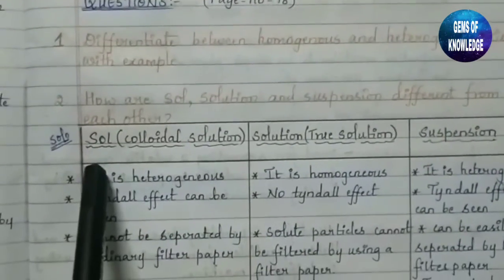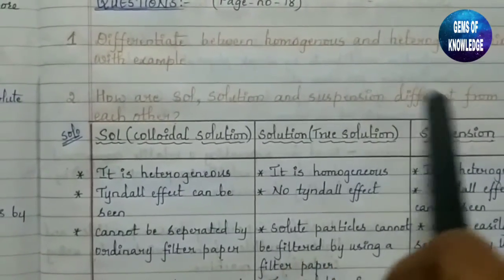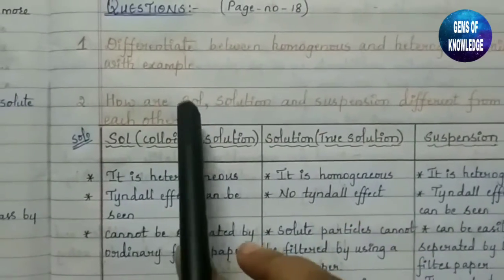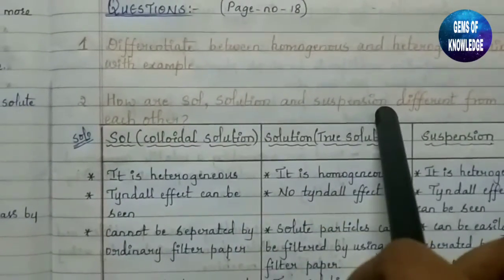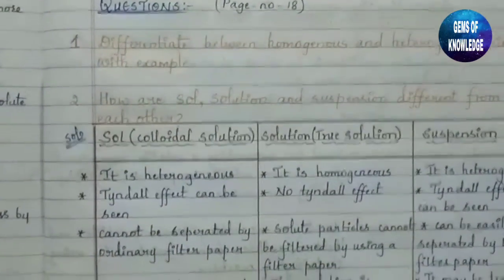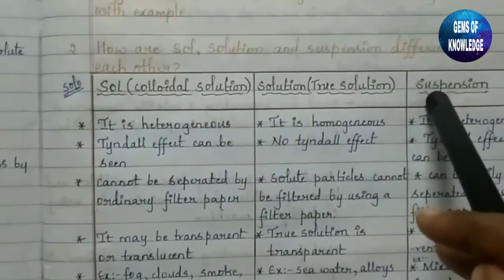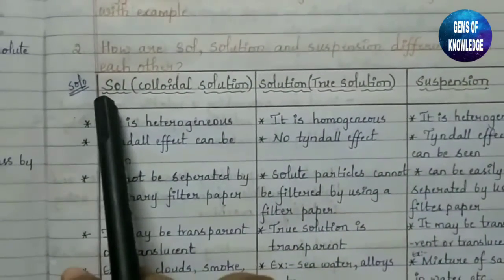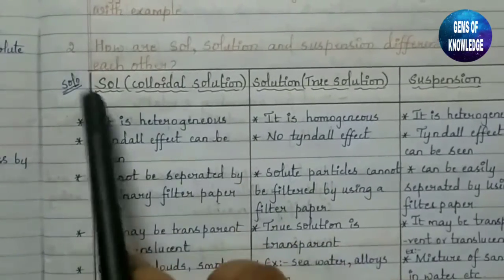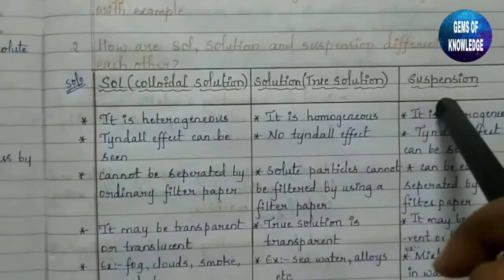Then coming to the second question, how are sol, solution and suspension different from each other? We have to make them understand what is sol, solution and suspension. We have to differentiate between these things. Okay. So first we will deal with the sol, then solution and then suspension. Sol is nothing but the colloidal solution. Colloidal solutions are also called sols. Similarly, solutions are nothing but the true solutions, and then suspensions.